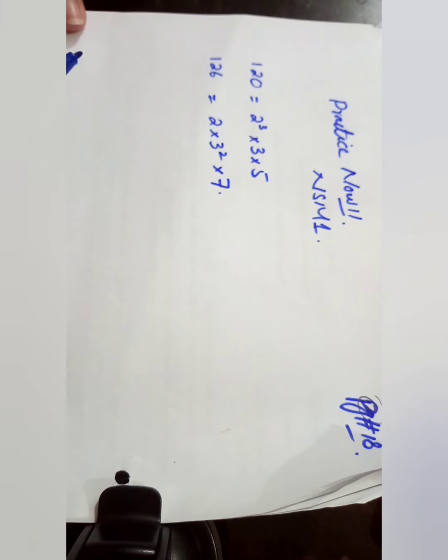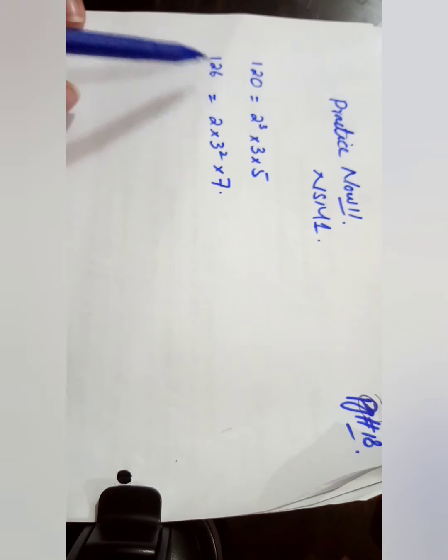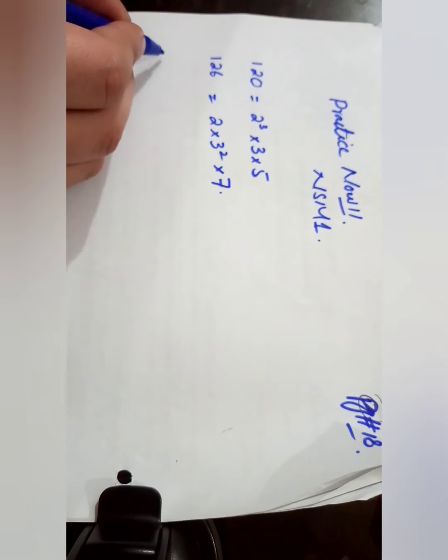By applying any method, definitely we apply the listing method here to get the answer, which is the smallest whole number that will be divisible by both terms, 120 and 126. They have already given us the factors of 120 and 126. We just need to find out the LCM.